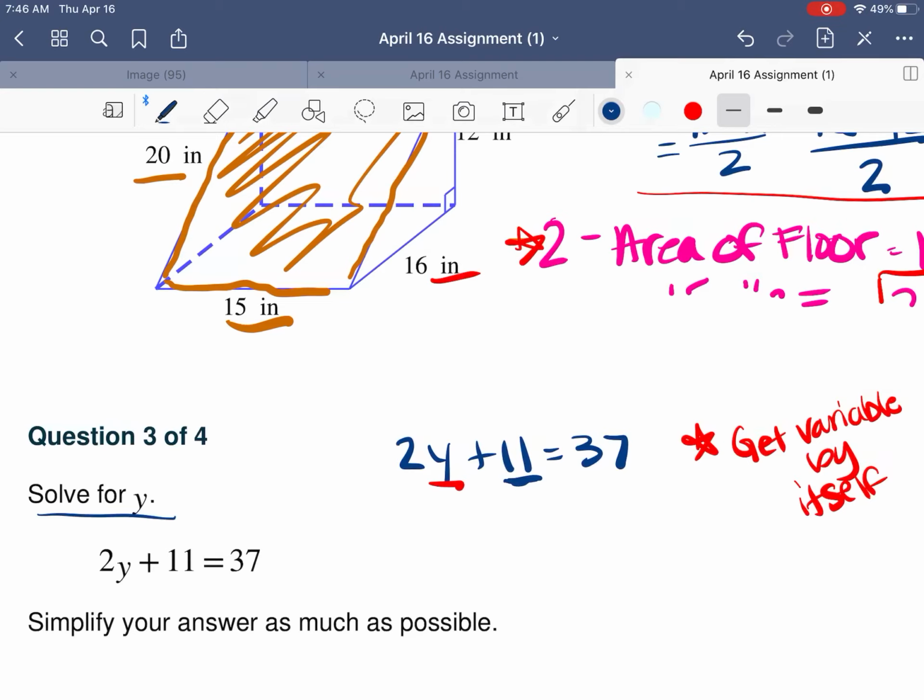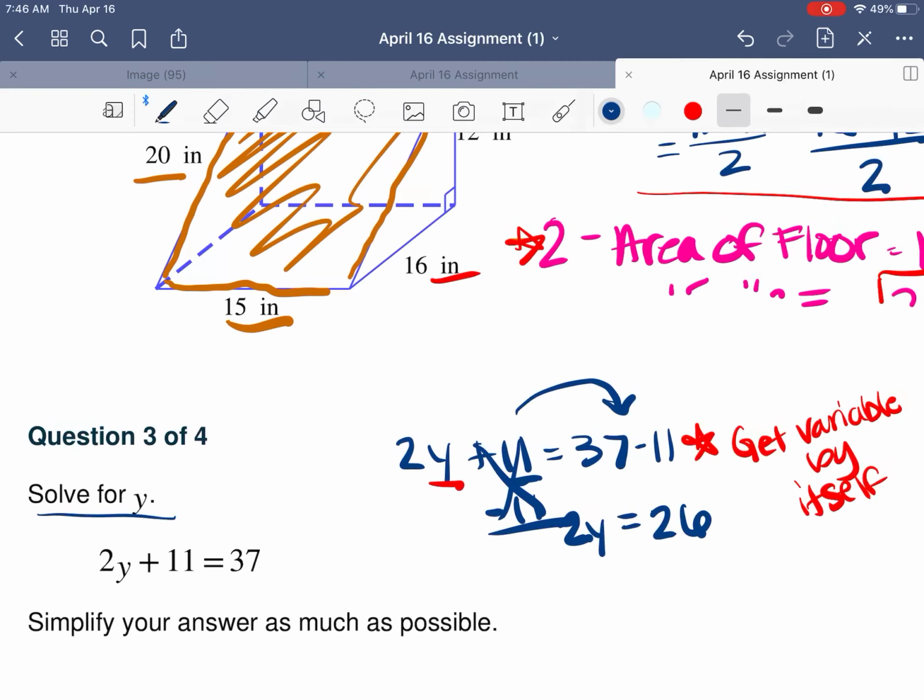So I'm going to move the 11 over here. And remember, when I do that, I have to do the opposite. So since it's positive 11, I'm going to subtract 11 there, which got rid of it on that side. Subtract 11 on this side. So 37 subtract 11 is 26. So now I have that side equals 26. And I still have the 2y on that side.